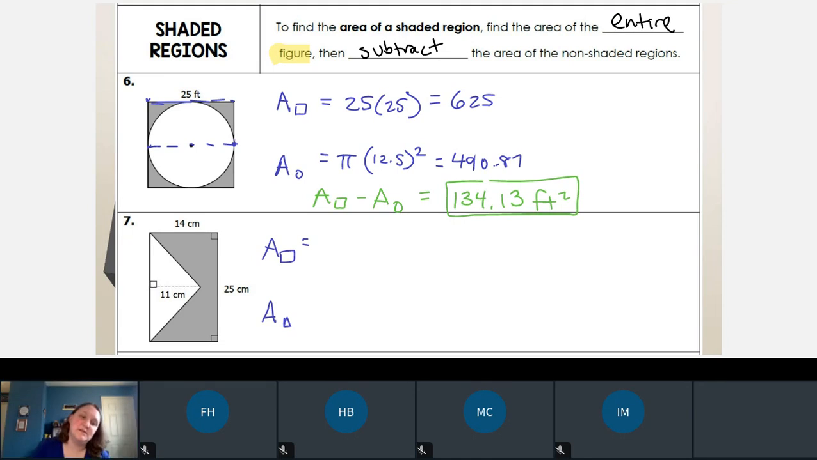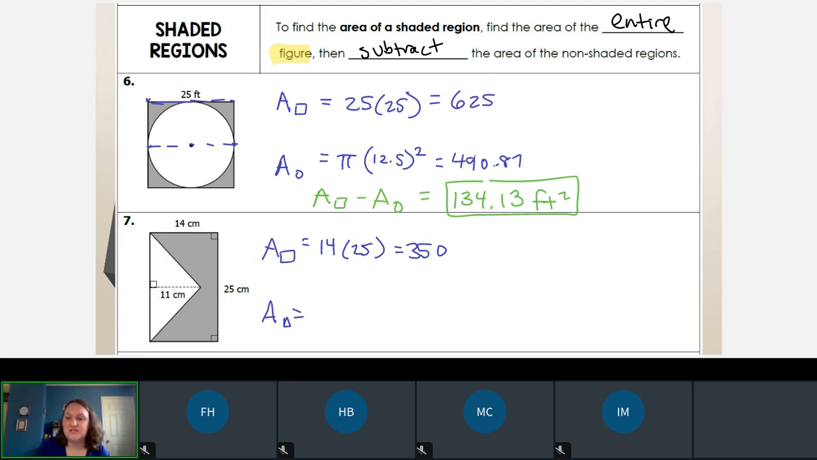All right. So let's see here. Area of the rectangle is length times width. Those are labeled for us. That's nice. So the area of the rectangle is 350.